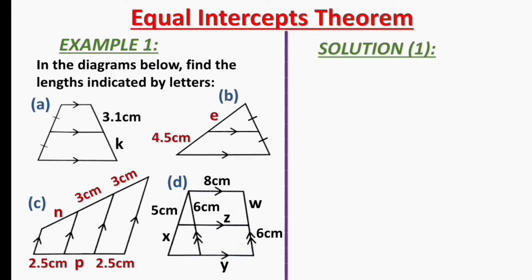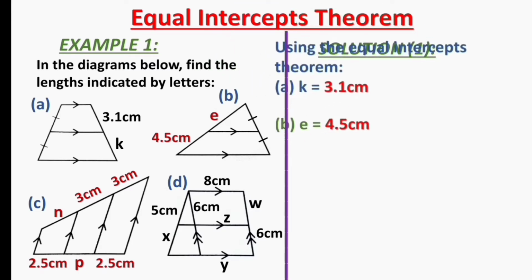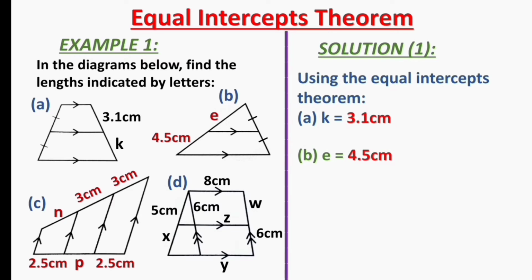Looking at a solution to example 1. From the diagrams, using the equal intercepts theorem, in question A, the length of K is equal to 3.1 centimeters. Also, in question B, the length of E is equal to 4.5 centimeters. I hope you got these answers right. Now, following this idea, looking at the diagrams in C and D, can you tell the lengths indicated by letters?